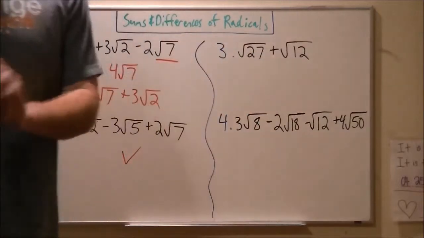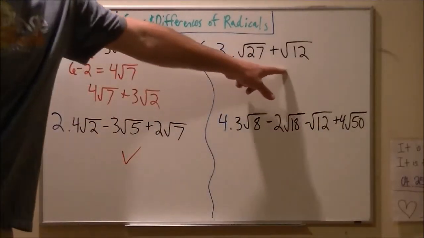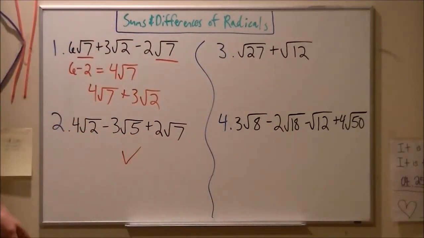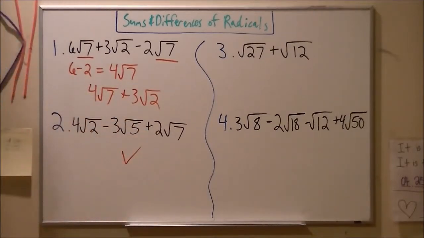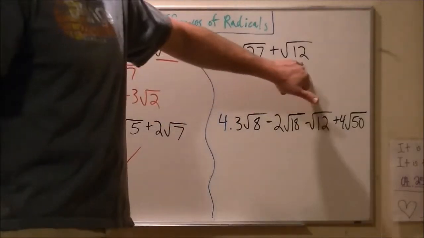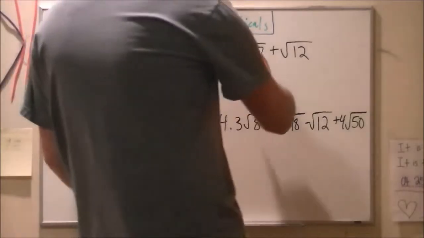No. But let me show you how you can still simplify these, because the difference between these two numbers and these 3 terms down here is that these were in prime form, meaning you couldn't break them down any further. Now number 3 is different because you can break down each of these further. And here's the way we're going to do that.